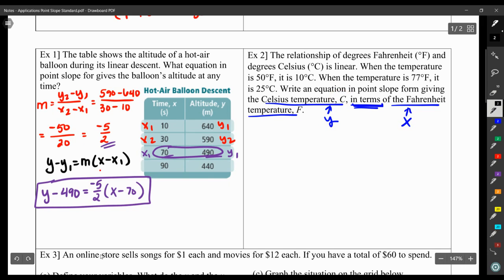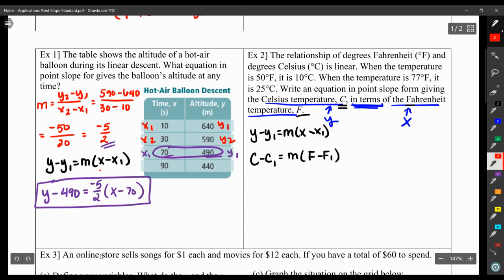So what your point slope form equation is now is, instead of y minus y1 equals m times x minus x1, we're going to use the correct variables. So in the y, we're going to replace it with a C. So C minus C1 equals m times, and instead of x, we're going to replace it with the F for Fahrenheit. F minus F1. Okay?